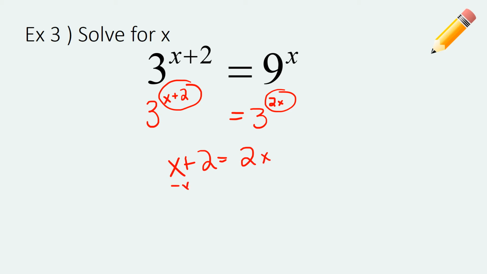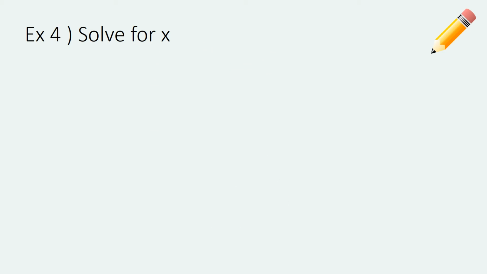So if I minus x on both sides, I'm left with 2 is equal to 2 minus 1 is 1x. So that's my final answer for that one.